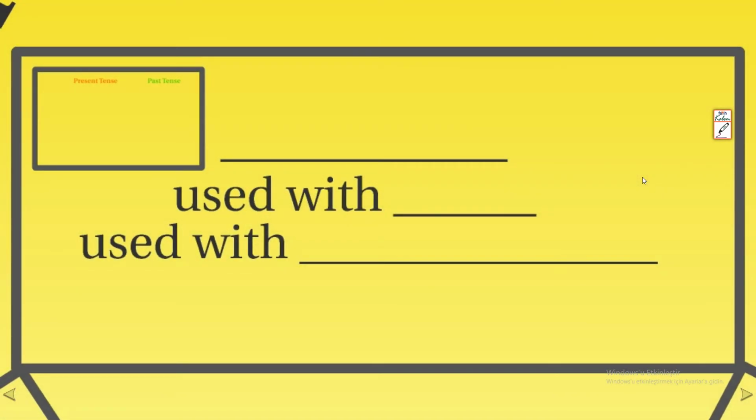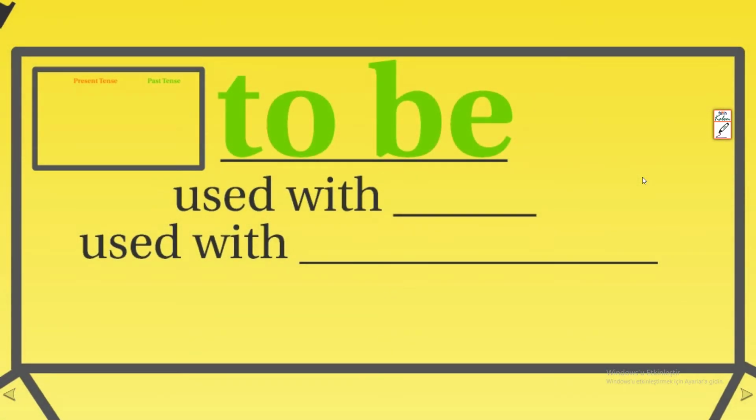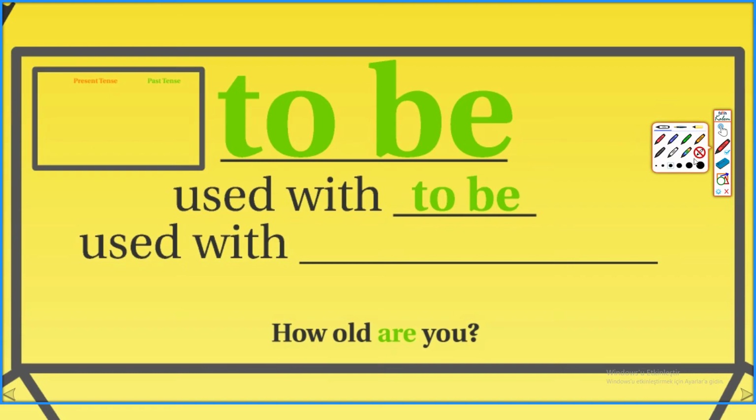For example. Okay. And to be is used with to be verbs, and how old are you? As you see, the verb be: am, is, are. How old are you? I am 26 years old. And how old is he? He is 42 years old, for example.